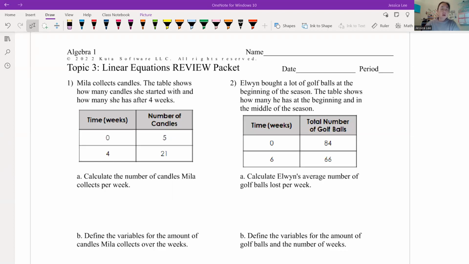Hi, welcome to Algebra 1. This is Module 1, Topic 1, Linear Equations. This is our review packet.